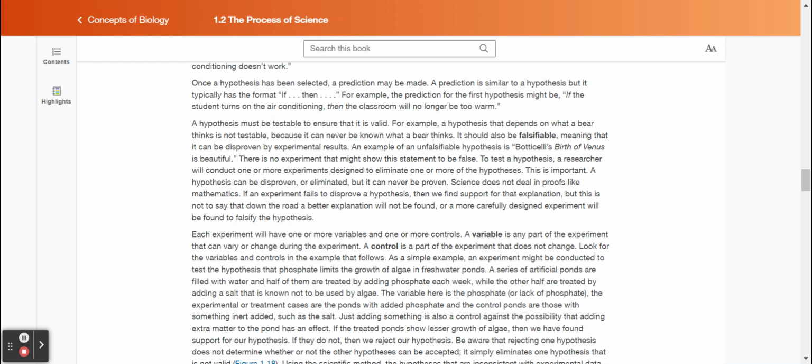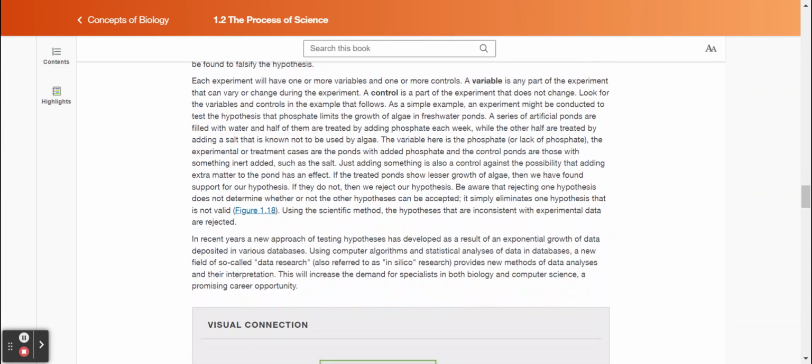But this is not to say that down the road a better explanation will not be found, or a more carefully designed experiment will be found to falsify the hypothesis. Each experiment will have one or more variables and one or more controls. A variable is any part of the experiment that can vary or change during the experiment. A control is a part of the experiment that does not change. Look for the variables and controls in the experiment that follows.